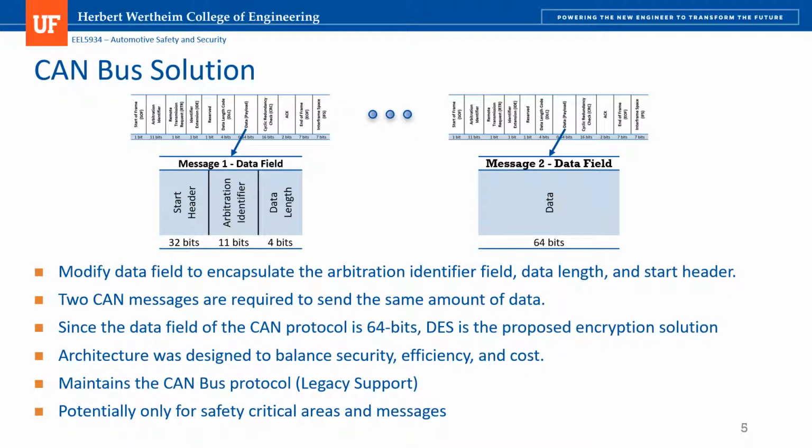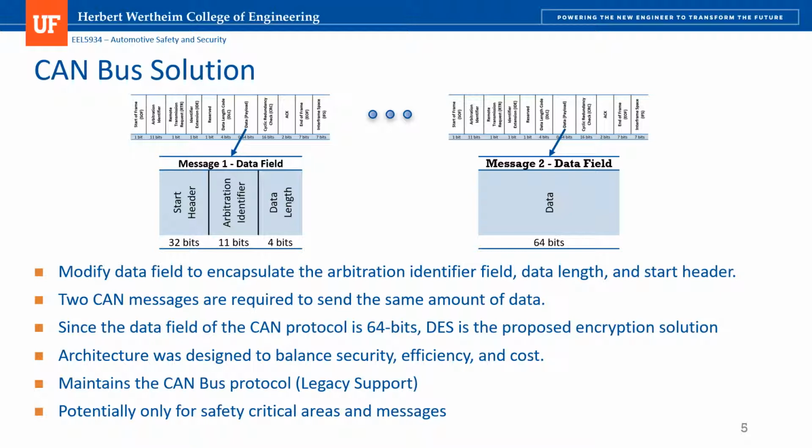So my solution for the CAN bus would be a two-step solution where, one, I'm going to encrypt the data field of the message, and two, I want to add a start header, arbitration identifier, and data length in the first message, and the second message includes the actual data. This is going to encapsulate all these parameters within two messages. Unfortunately, that's slower, but it's going to make a more secure solution.